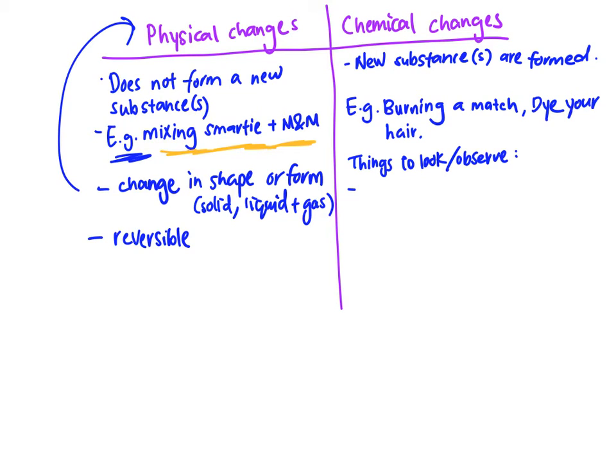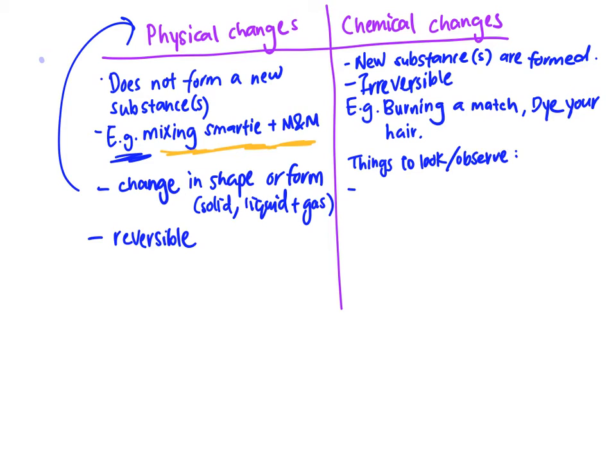So when a chemical change happens to form a new substance, it can no longer be reversed. They will no longer reverse, which is what I need to add here: irreversible. Sorry, let me spell it properly for you. Irreversible.